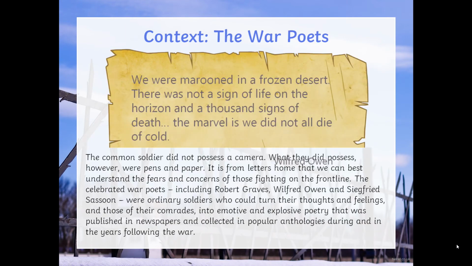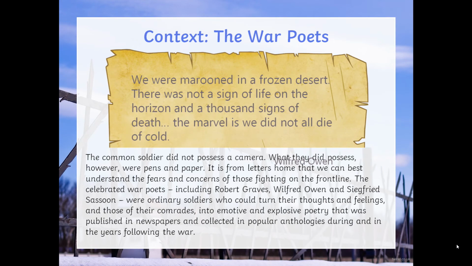Now, we were marooned in a foreign desert. There was not a sign of life on the horizon and 1,000 signs of death. The marvel is we did not all die of cold. That was something that Wilfred Owen said.